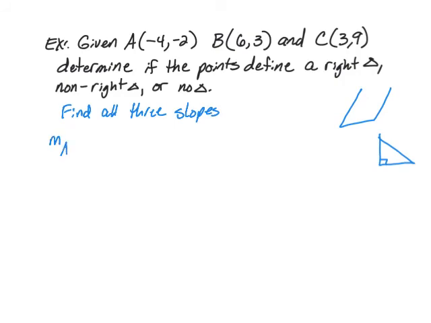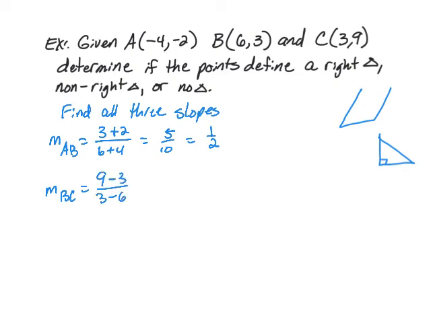I'm going to do the slope of AB, and that's equal to 3 minus -2 over 6 minus -4. That's 5 over 10, so that's a slope of 1/2. The slope of BC is going to be 9 minus 3 over 3 minus 6, so that's going to be 6 over -3, that's -2.